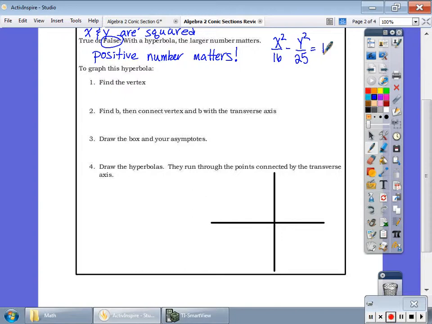For finding the vertex, we're going to set a squared equal to which of those numbers up there? 16. And so that means a is plus or minus 4. Which axis does that go on? The 16 was associated with the x in your equation, so plus and minus 4 is going to be on the x-axis. 1, 2, 3, 4, and put a point right there.